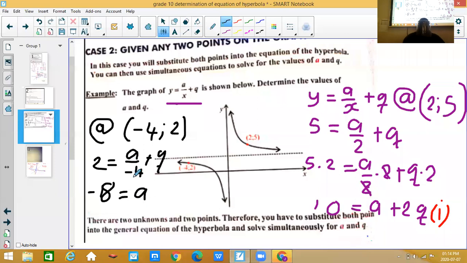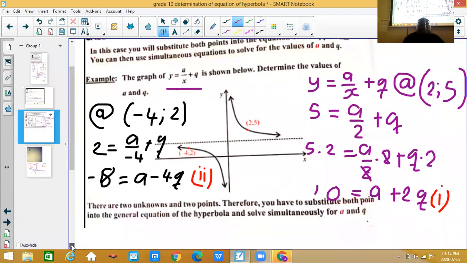If we multiply by -4, here we are going to remain with an a. You multiply -4 here, what are you going to get? -4q, right? Now, what equation have we got? We've got equation 2. We've got our equation 1 and equation 2.